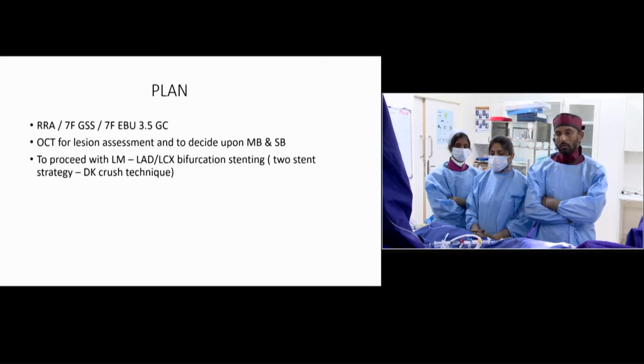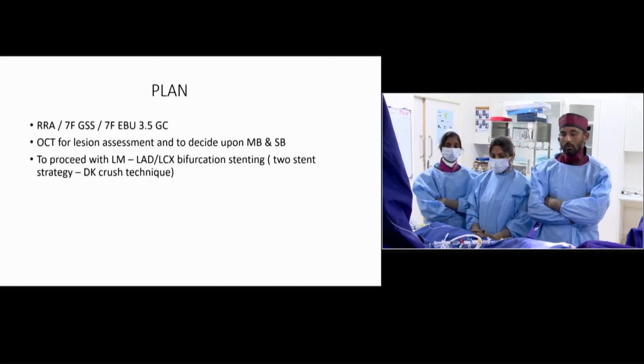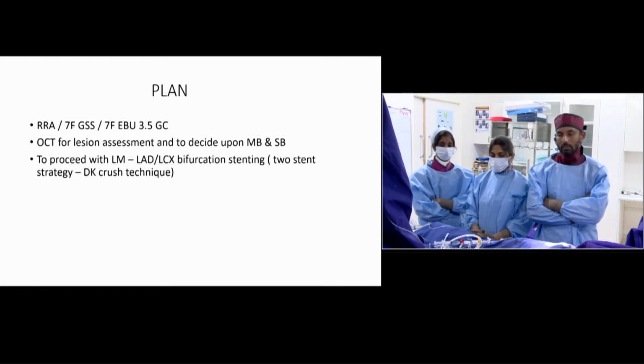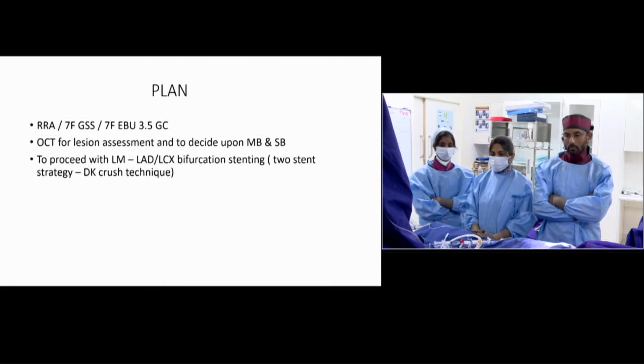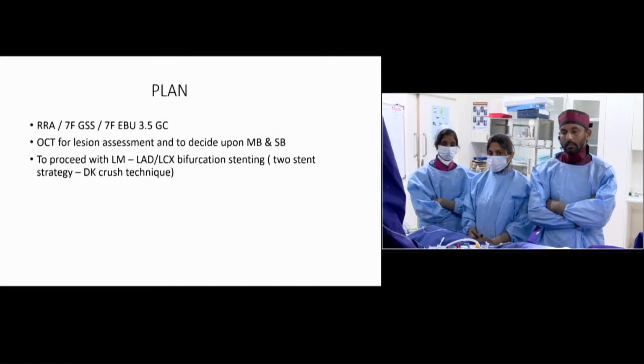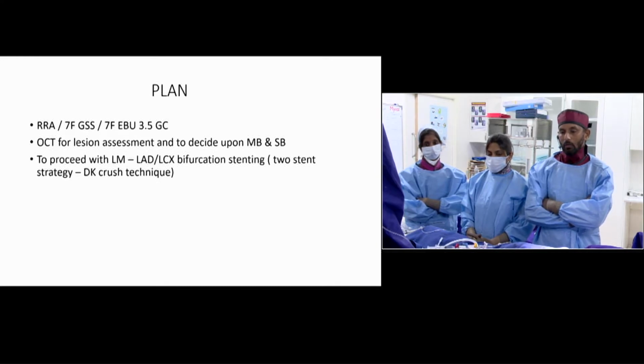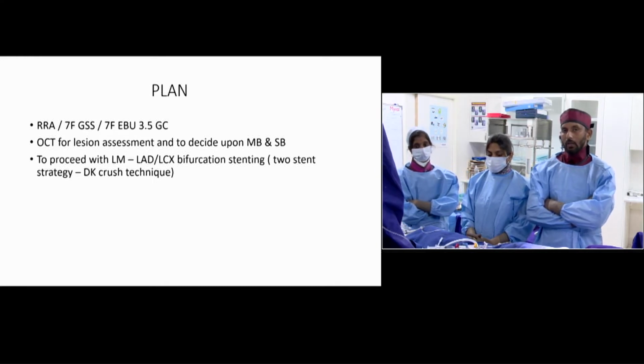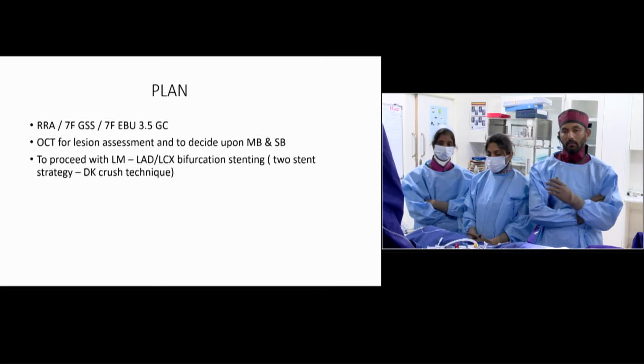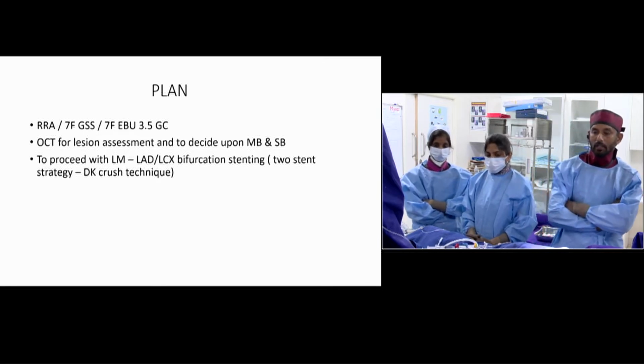As we all do, the first thing I did was a SYNTAX score. The two lesions, involving the left main LAD circumflex bifurcation and also the obtuse marginal, were included, and the SYNTAX score 1 was 12, suggesting a low SYNTAX score. Obviously, as we know from the data, a low SYNTAX score can be treated with both CABG and PCI.